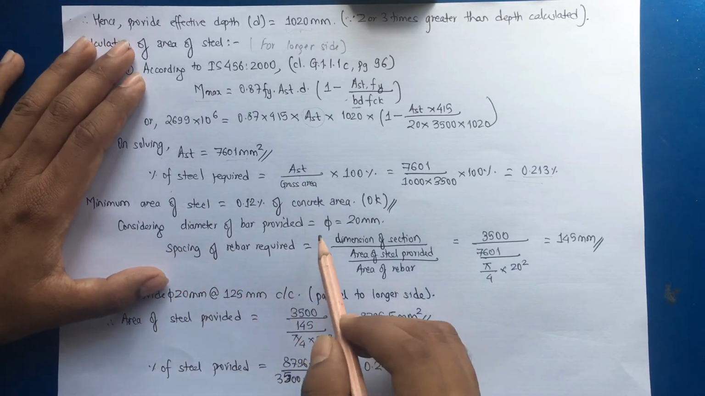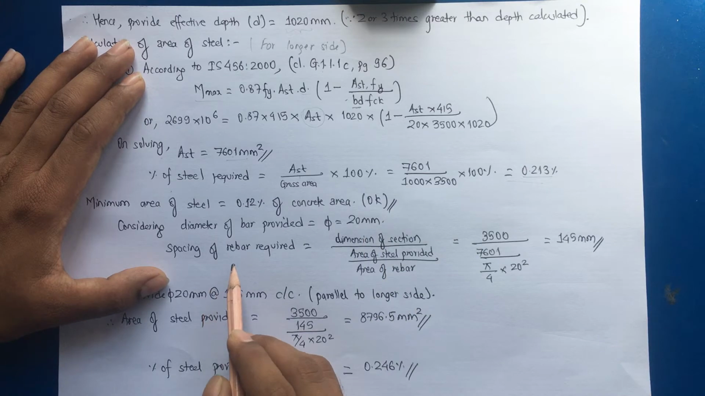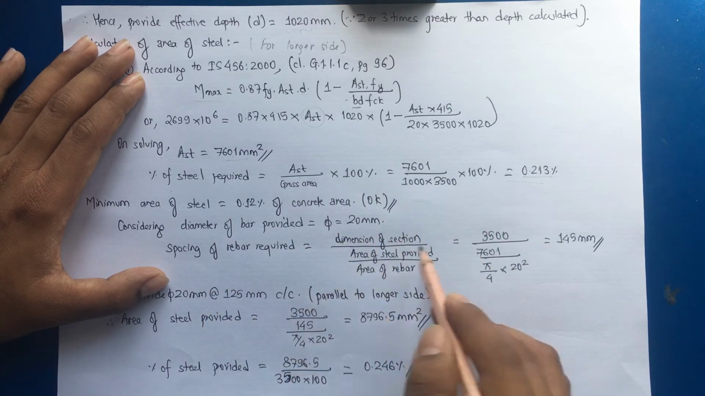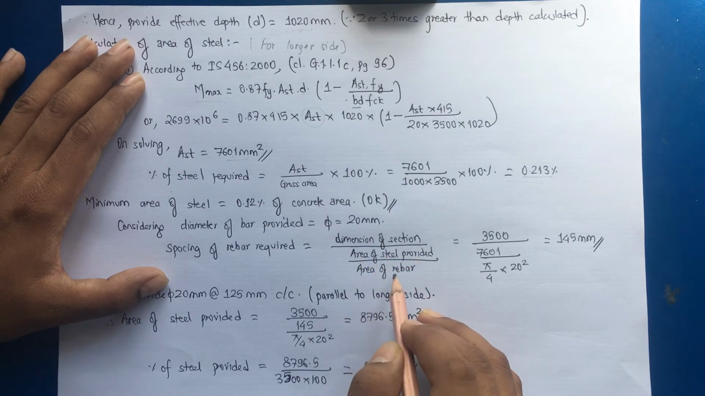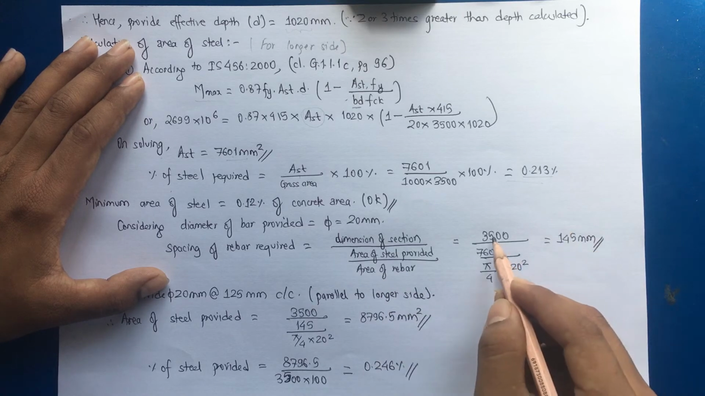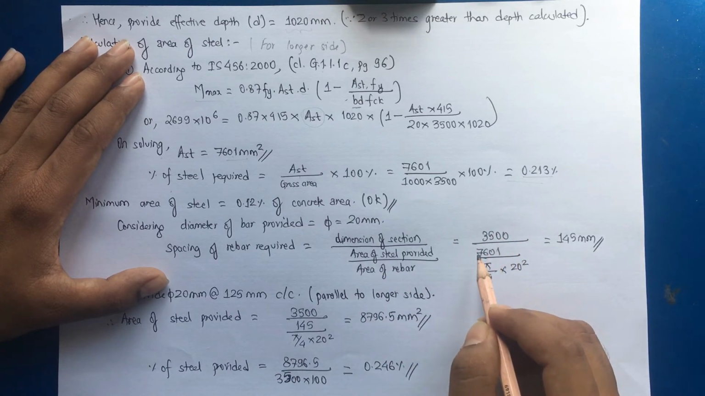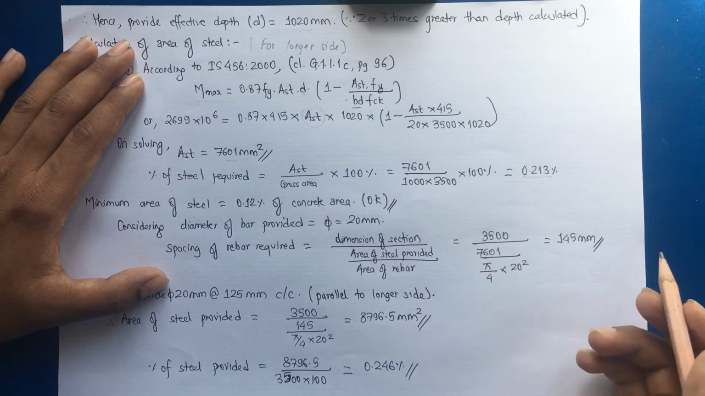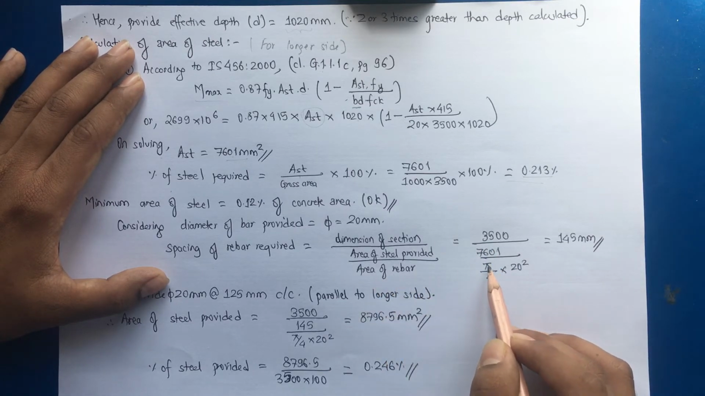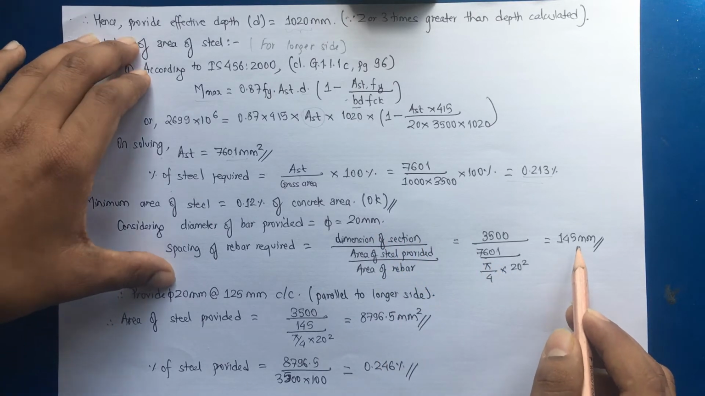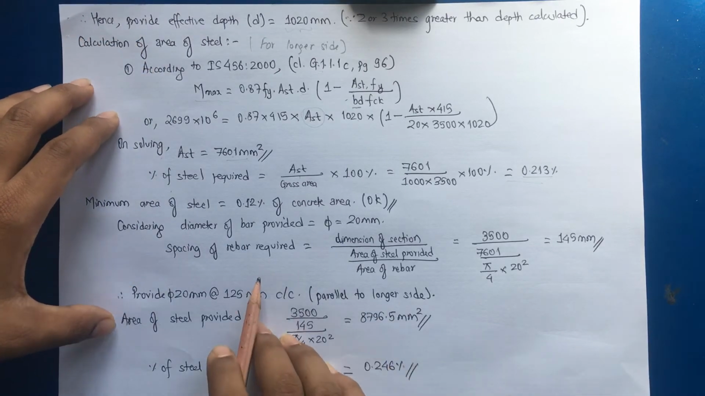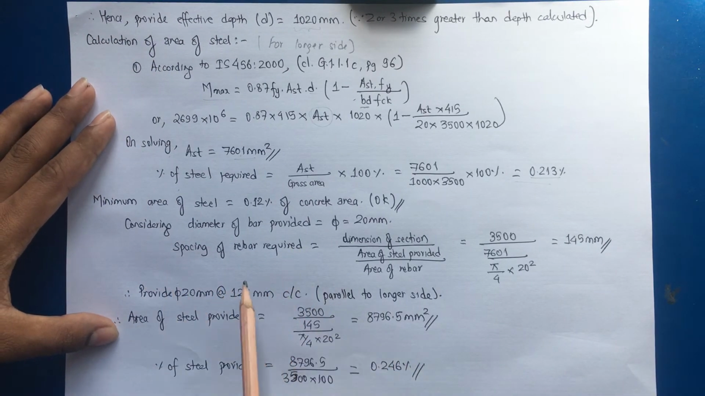Now let us provide bars of size 20 mm. Then the spacing required will be equal to the width of the section divided by the area of steel provided divided by the area of an individual rebar. So 3500 is the resisting width divided by 7601 is the area of steel required, or we can say provided. Area of rebar is pi by 4 into 20 square, considering a 20 mm bar. So the spacing comes as 145 mm, and in general practice we provide the spacing in multiples of 25, so the nearer value to 145 is 125 mm.